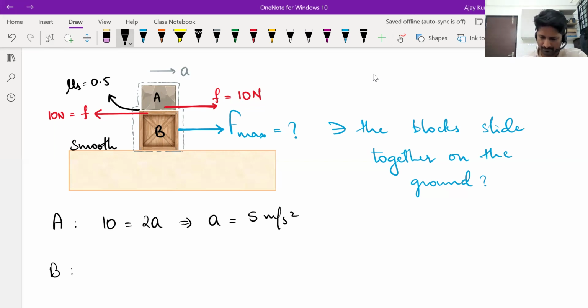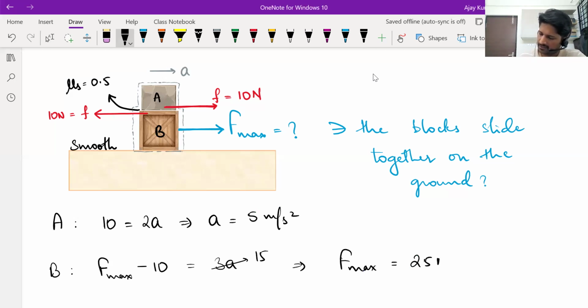Sir, F max plus 10 is equal to 3a. Why are you adding 10? Sorry, subtract. Minus, because friction is 10 acting in the backward direction, is equal to 3a, mass into acceleration. We know a is 5, so 3a would become 15. Send 10 to that side. So the maximum force with which you can pull the lower block is 10 plus 15, 25 newtons.